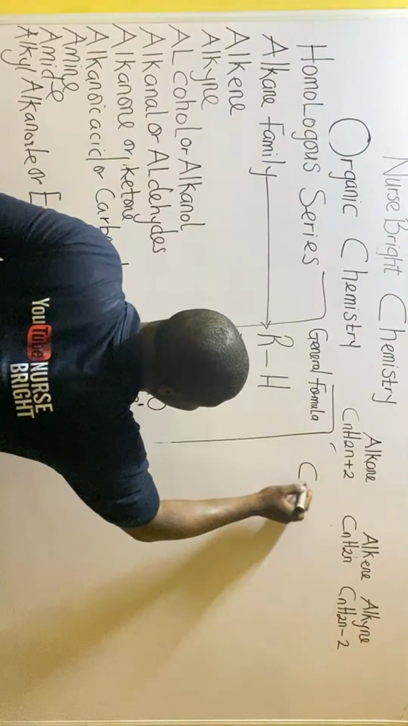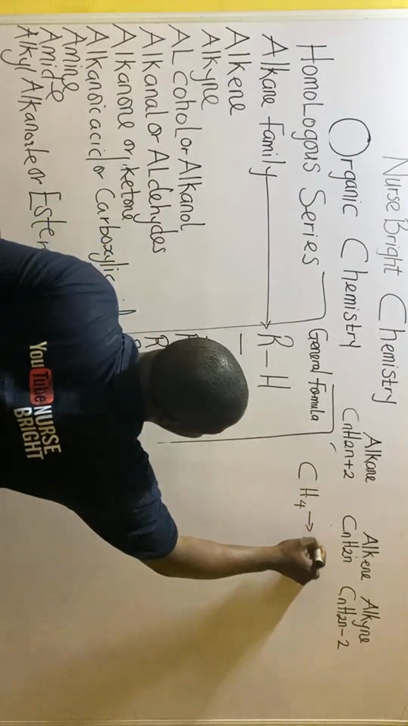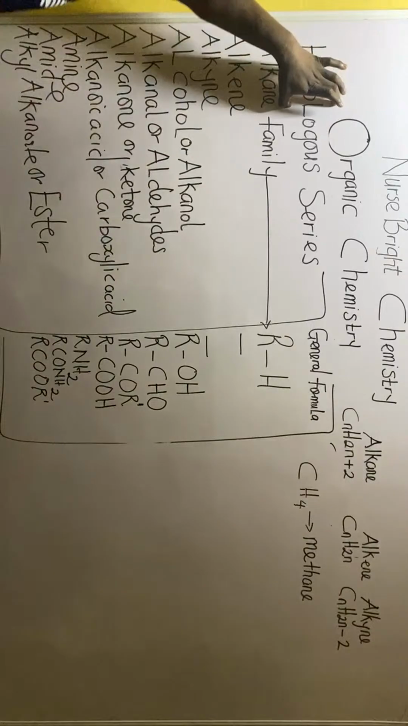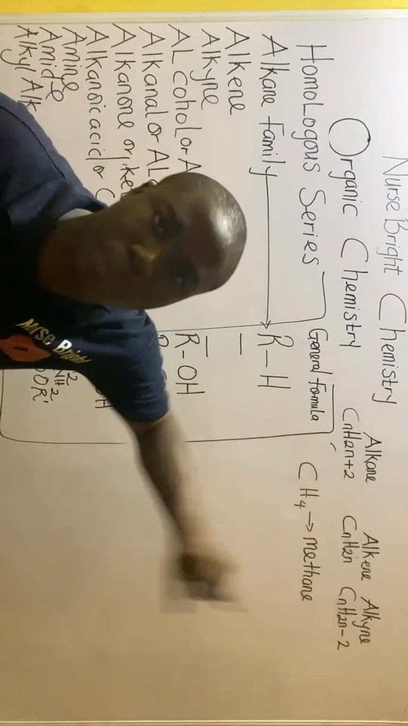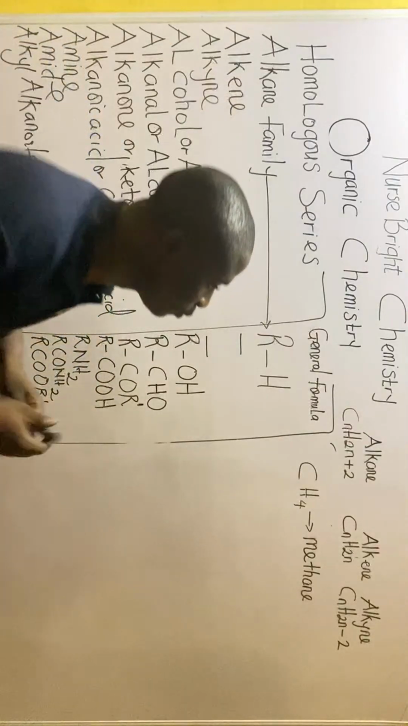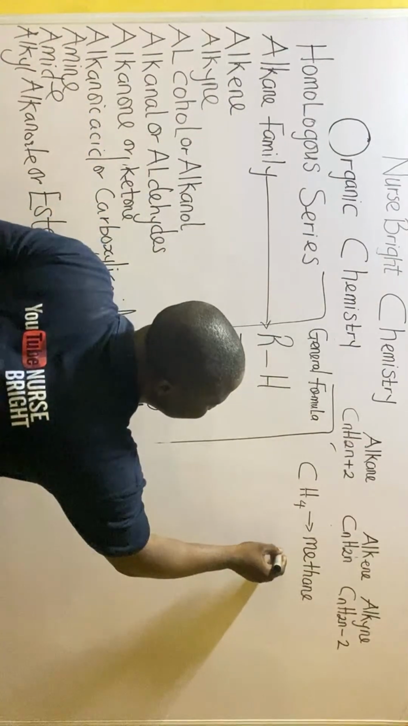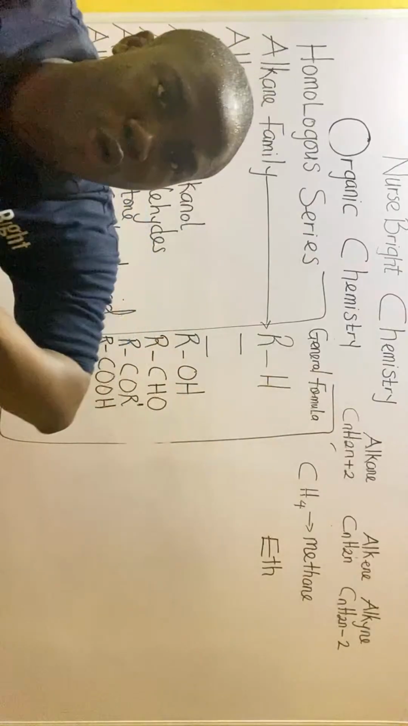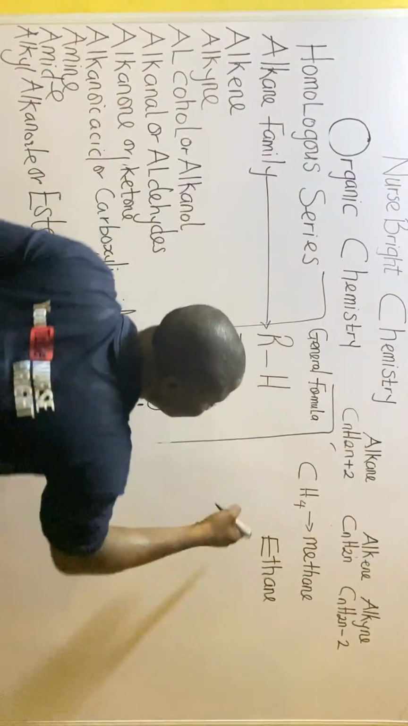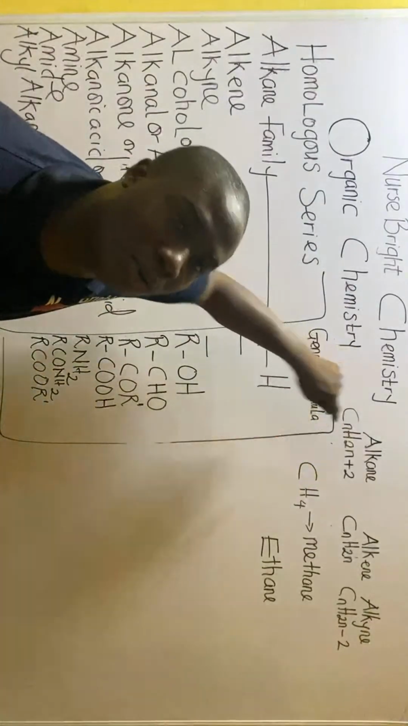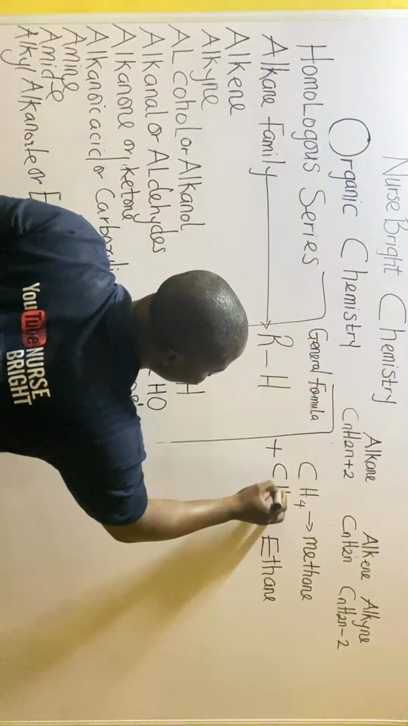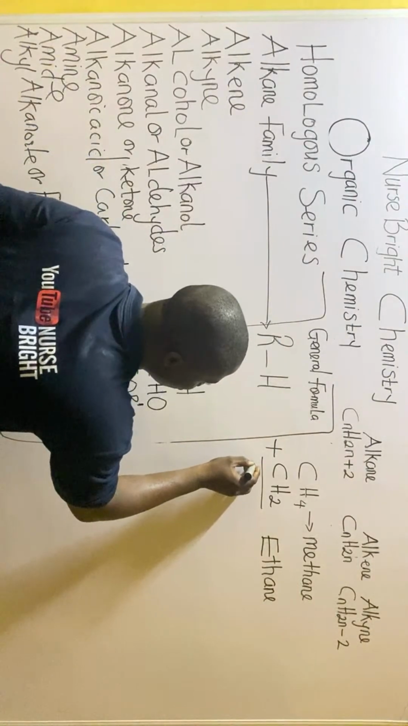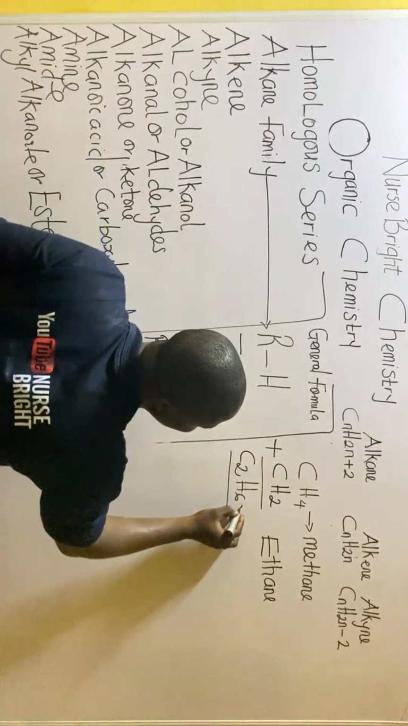Listen, this is CH4. And everybody agreed with me that CH4 is methane. So now, what did I just explain? All members of a particular homologous series differ by a group called the methylene group. The methylene group is the CH2 group. So, to get the next member of alkane, which is ethane, without stressing ourselves with calculations, just add CH2 to the previous member. Adding CH2, which is the methylene group, you get C2H6, and C2H6 is ethane.